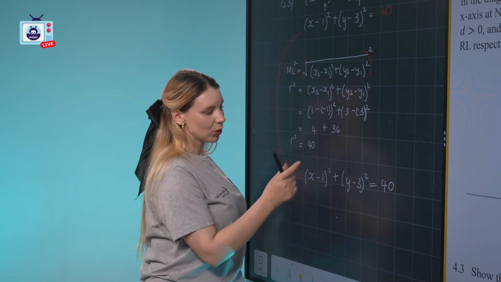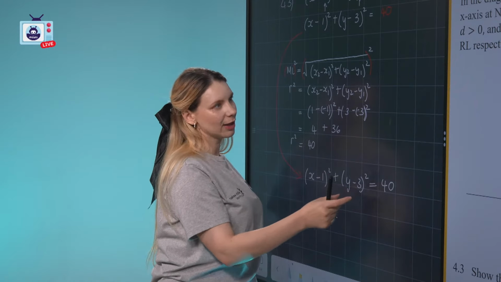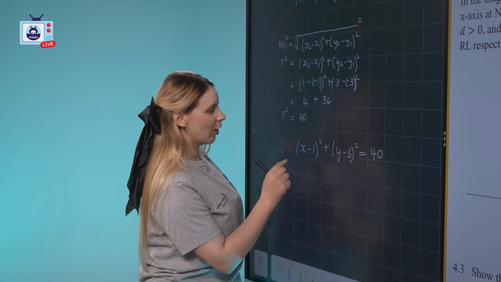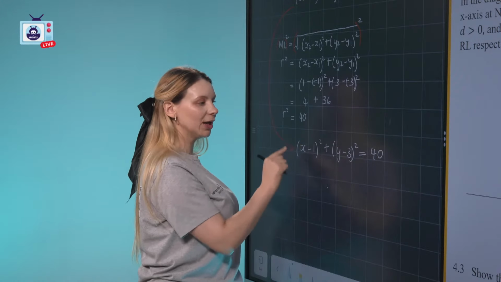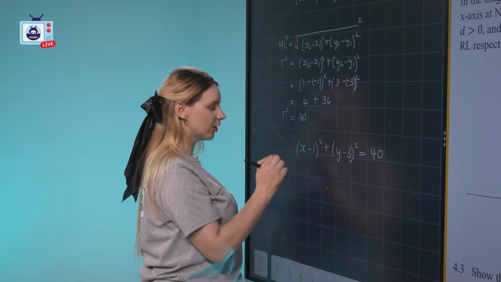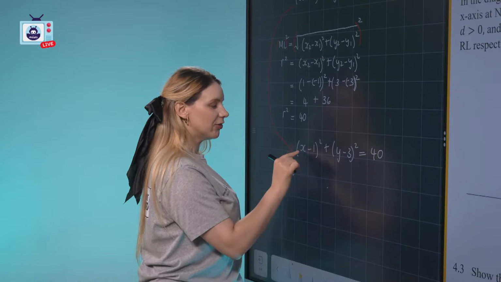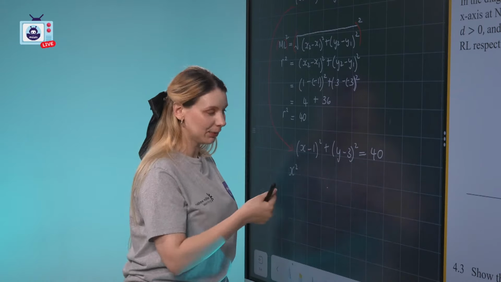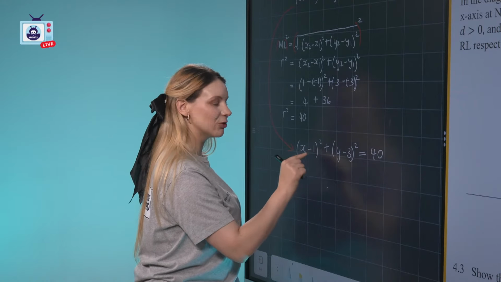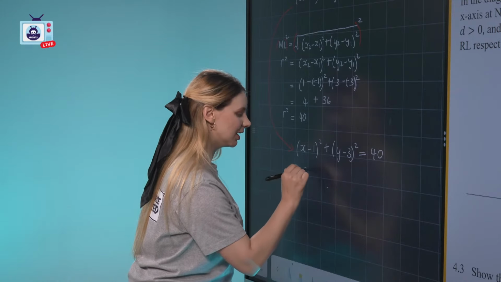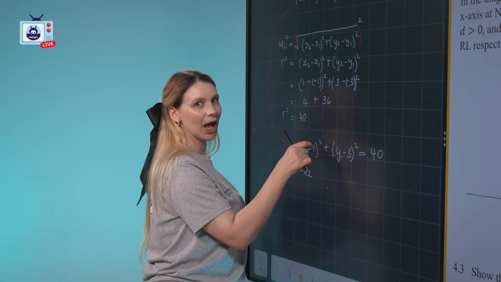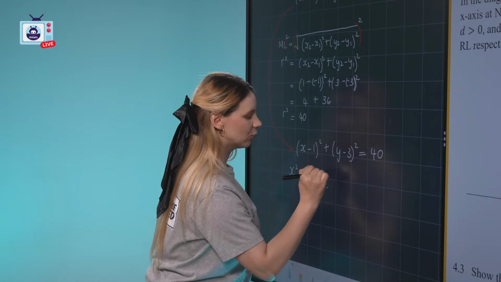So what we're going to do is square out this bracket and square out that bracket. I'm going to use the methods we should know when squaring a binomial. It's the square of the first term, which is x squared. The first term times the second term, doubled. So x times -1 is negative x, doubled is negative 2x. And we square our second term, which is positive 1.